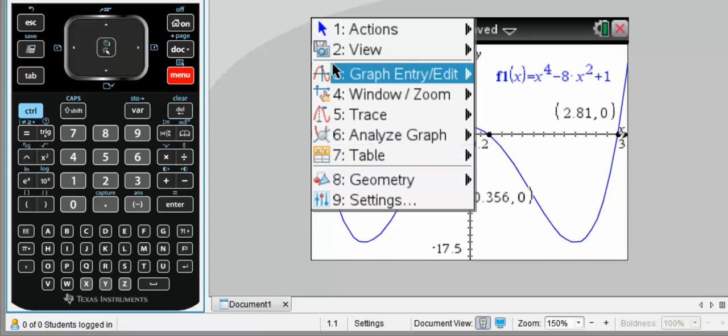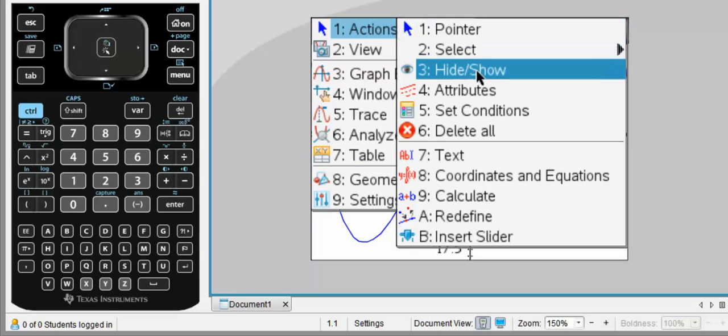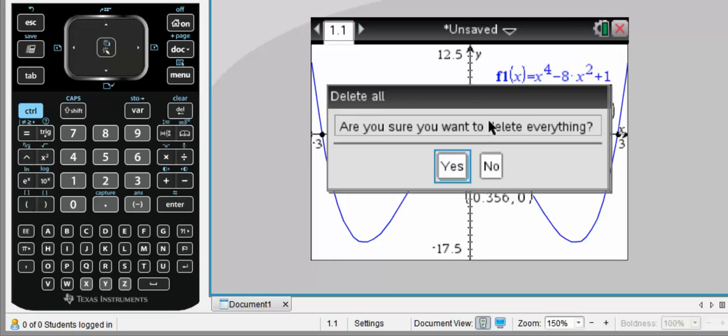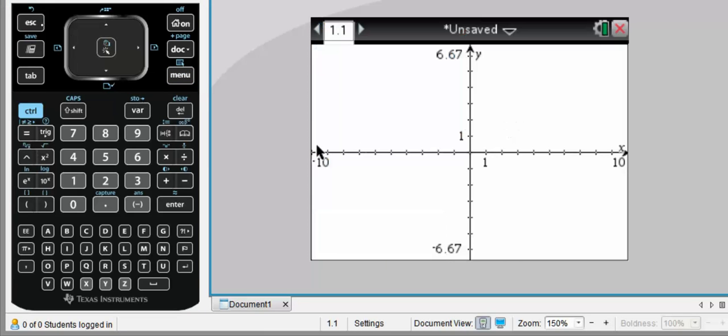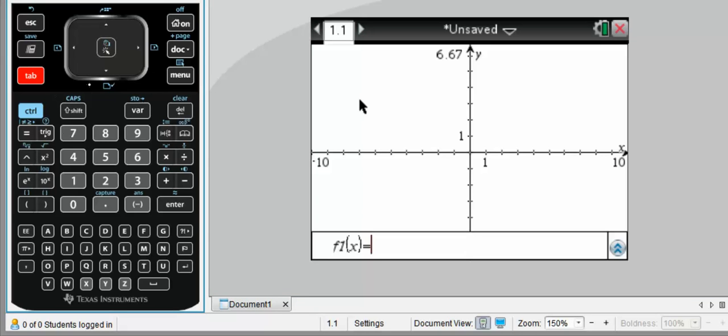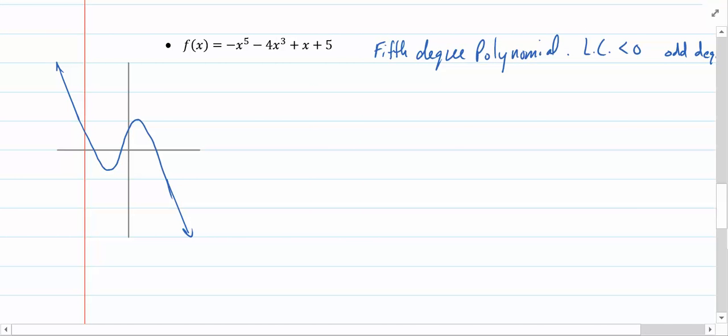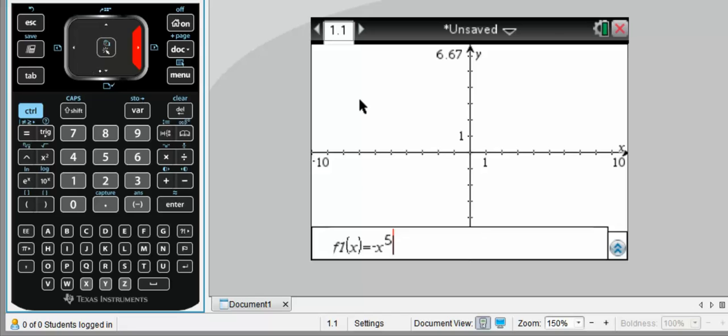So menu. Another way to clear out all of our work is to go to the Actions option and delete all and tell it yes. And now we can zoom back to standard, and we will bring up our entry bar. This is -x to the 5th, and let me double check the other ones, -4x cubed, plus x, and was that a +5? Yep, +5 at the end.